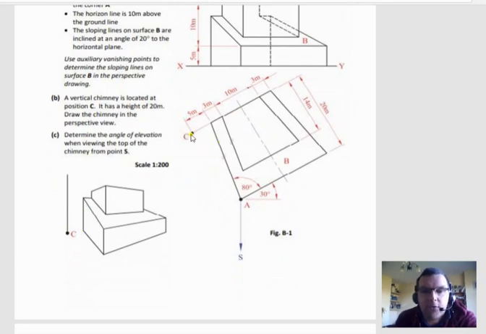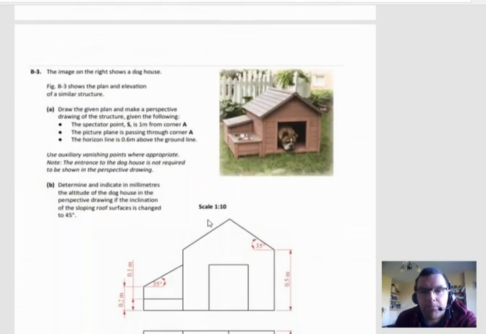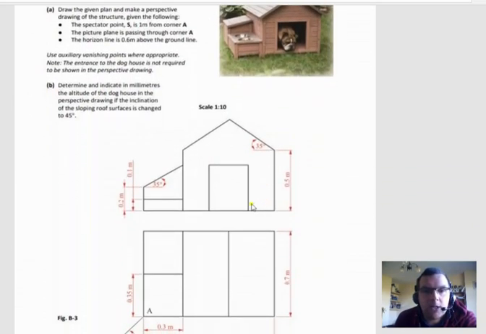Now a hint for that is you will be bringing this onto your picture plane, but also to get the height of it, you'll need to construct a height line. So you'll need to construct a height line for this here. It'll be up to you which direction you go in, and that'll determine which vanishing point you project it to. Now the 3rd question here, this doghouse here.